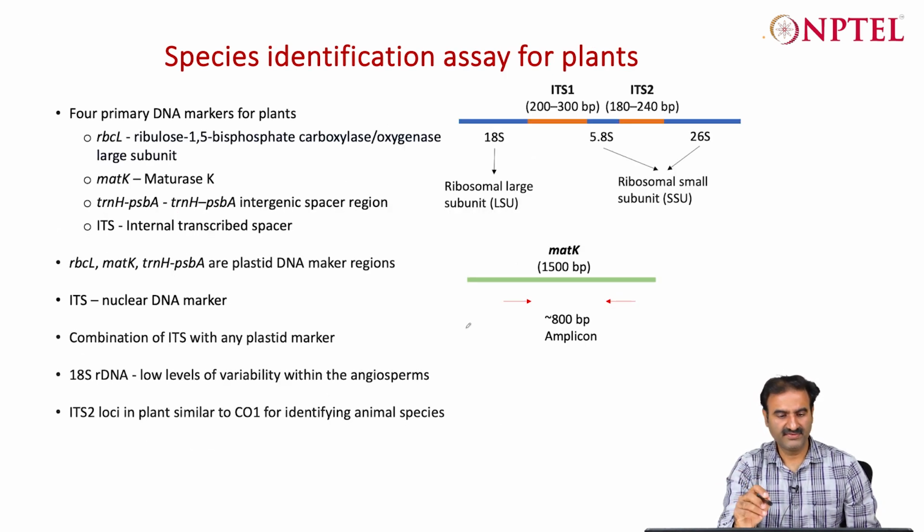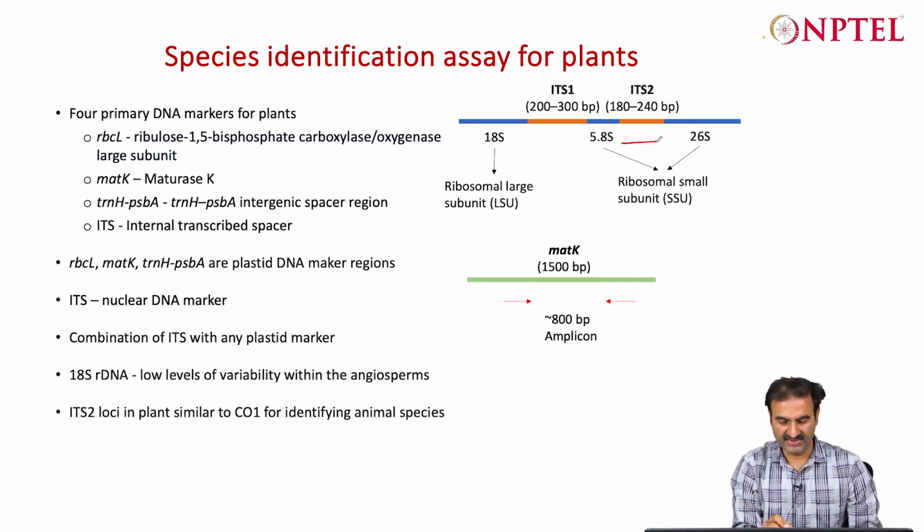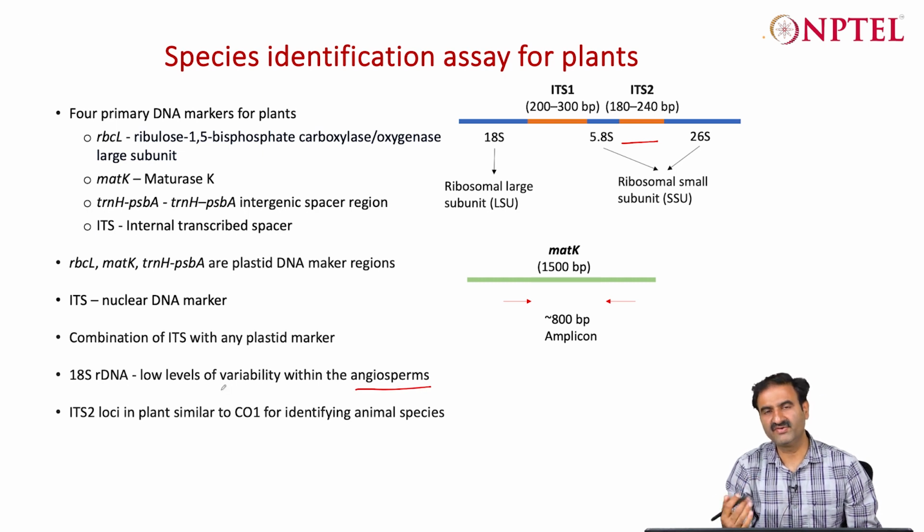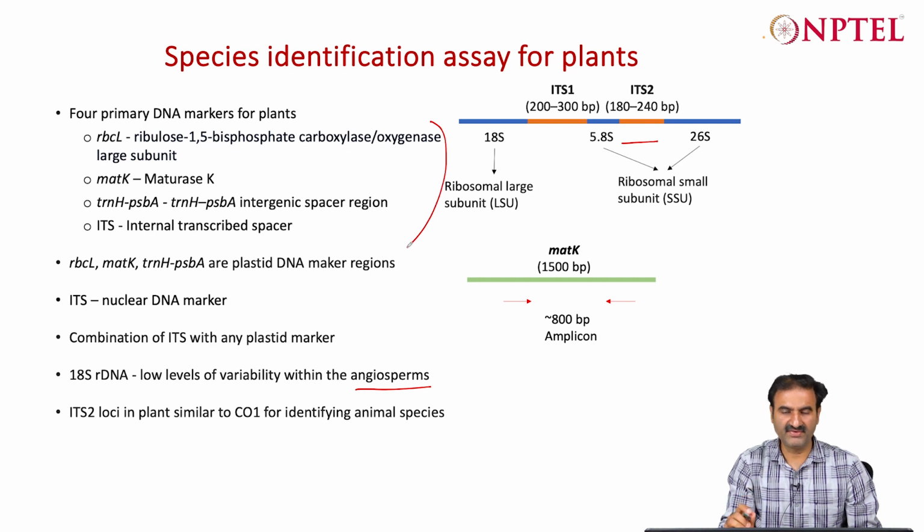These are genes like rbcL, which is ribulose-1,5-bisphosphate carboxylase, matK, maturase K, trnH-psbA, which is an intergenic spacer region, or the internal transcribed spacer. These are sometimes not helpful in the case of, say, angiosperms, where the variability between these regions, the 18S and ITS region, is very low. So a combination of ITS, 18S and these other marker genes is important.